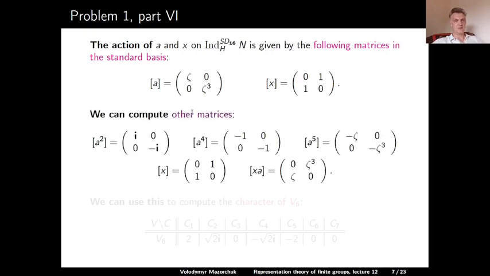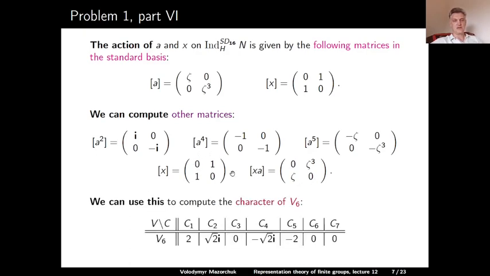And this can be computed directly from the definition of the induced module. So using these two matrices, we can compute the matrices which represent the action of all other elements. And here we compute the matrices which represent the action of one representative from each conjugacy class. So A squared acts as a diagonal matrix with i and minus i on the diagonal. A to the power 4 acts as minus 1. A to the power 5 acts as a diagonal matrix with minus zeta and minus zeta cubed. XA acts as the matrix 0, zeta cubed, zeta, 0.